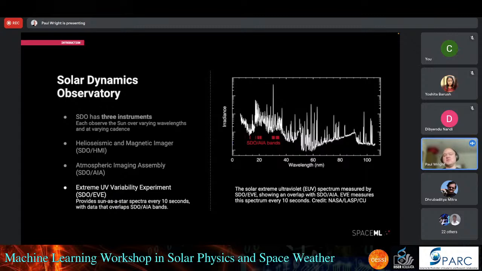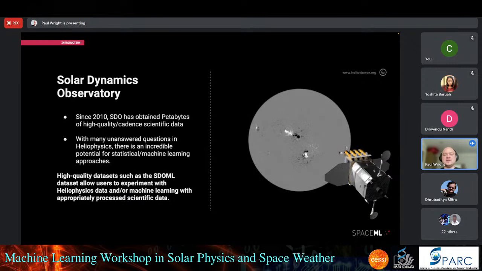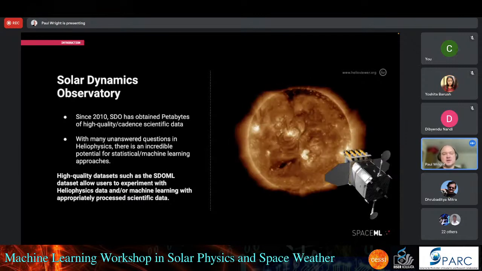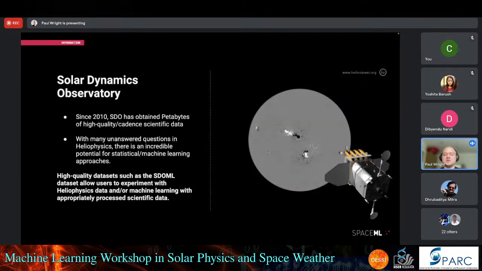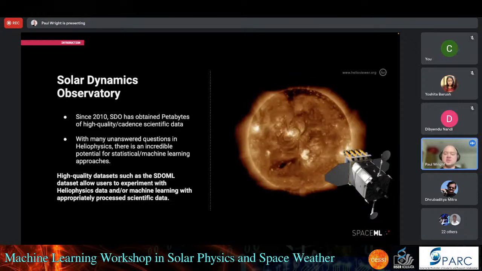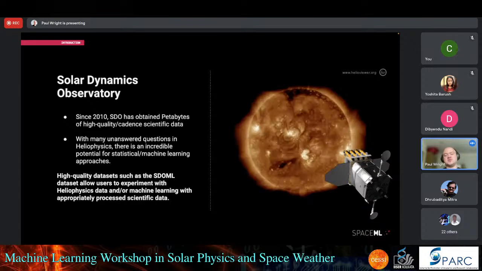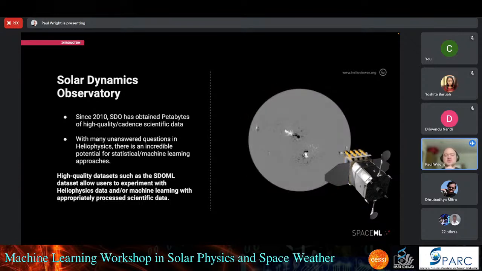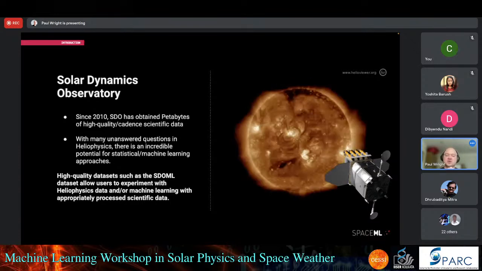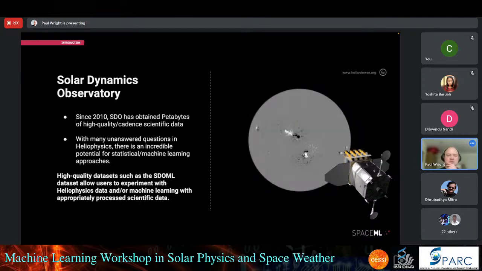But essentially, what we have is 3 instruments, 2 that obtain images, and 1 that obtains sun-as-a-star time series. So over the last decade, SDO has enabled countless advancements in our understanding of our closest star. There is incredible potential for statistical machine learning approaches. And while it's generally advisable to leave data corrections to the user, this pre-processing may act as an unnecessary hurdle for those wishing to experiment.